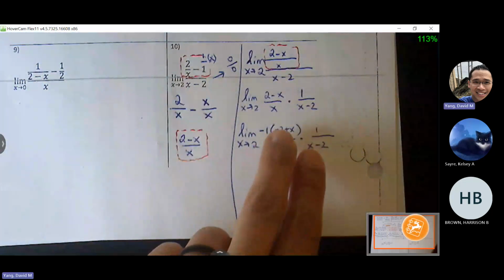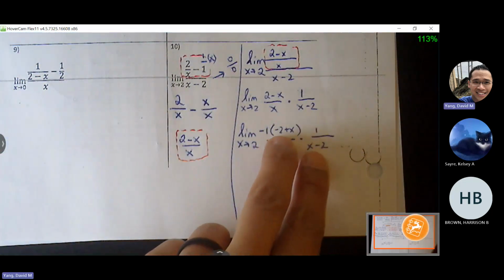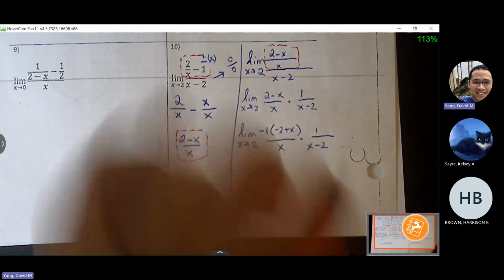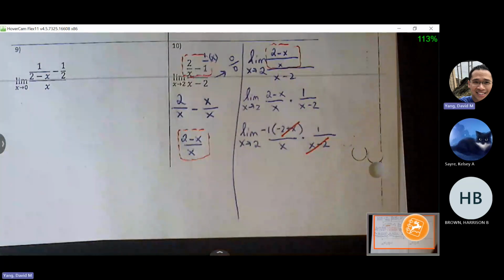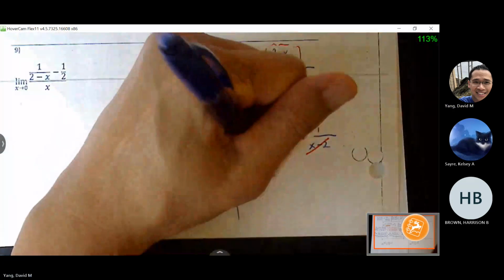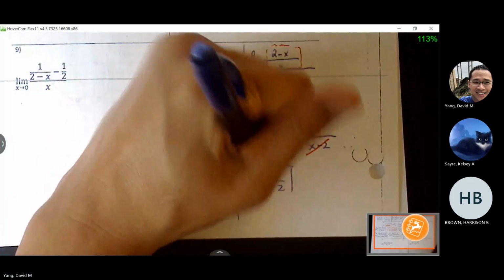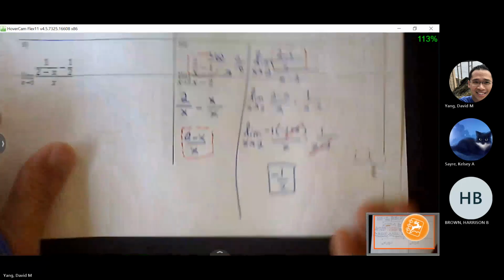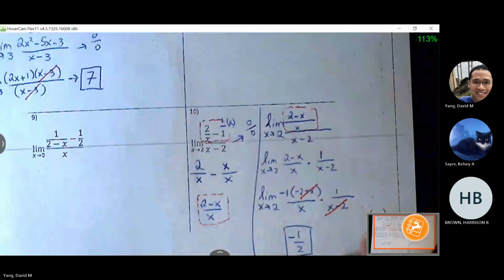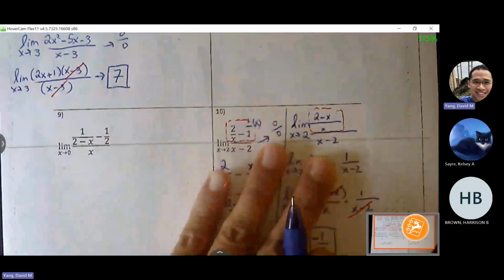So once I factor -1 out, the -2 plus x and x minus 2 are in a different order, but they're the same thing because the x's are both positive, the 2's are both negative. So the only thing left over is -1 over x. We reevaluate. Okay, any questions with those?